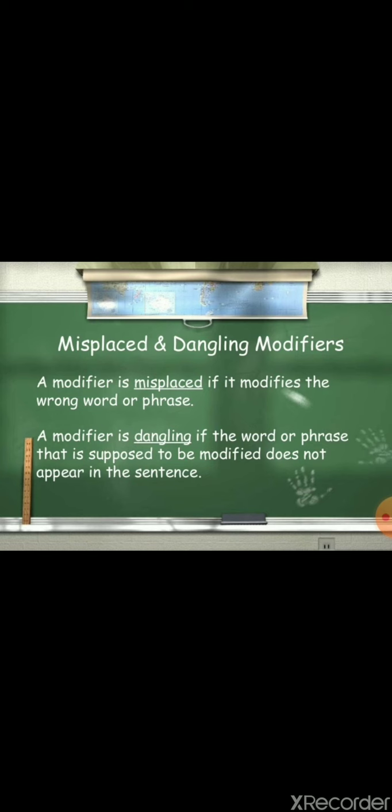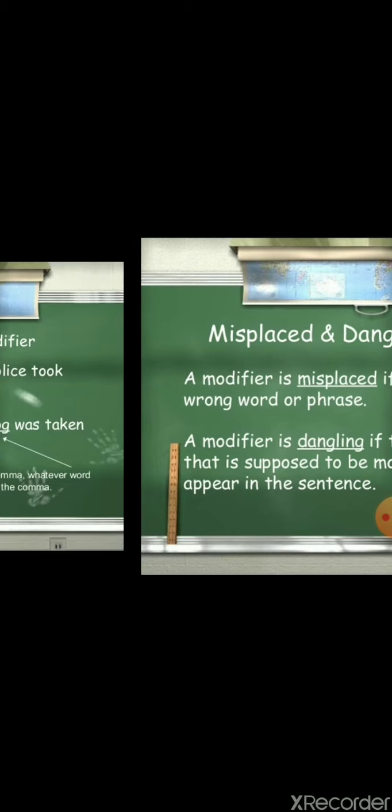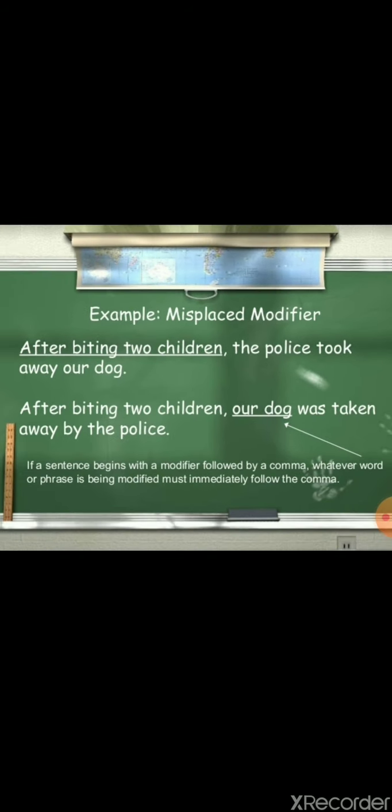Misplaced or dangling modifiers. A modifier is misplaced if it modifies the wrong word or phrase. So when a modifier is used in the wrong way, it is known as a misplaced modifier. A modifier is dangling if the word or phrase that is supposed to be modified doesn't appear in the sentence, meaning no support, then it's in the dangling condition. Now look at the example.